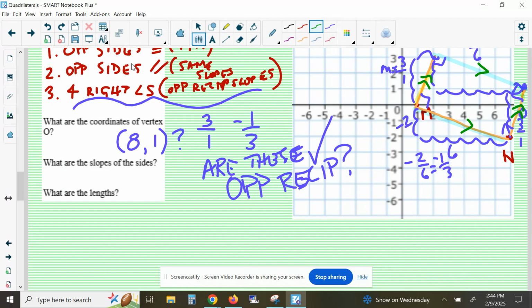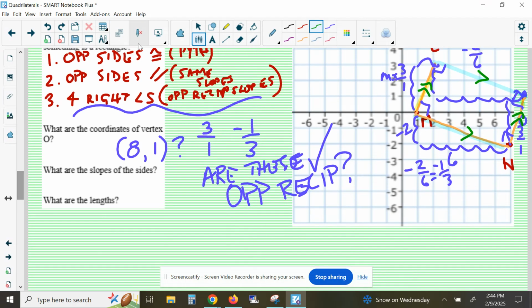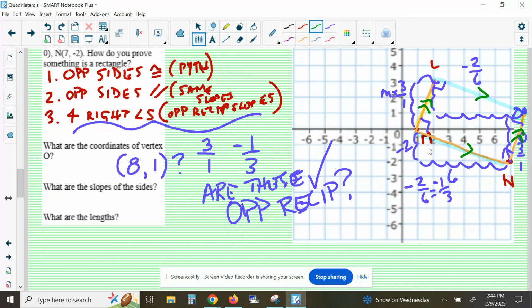Now the other thing it has is opposite sides congruent. So let's go ahead and check some lengths. So let's find the length of, I need some new colors here. What color did I not use? Purple. Let's find the length of this.